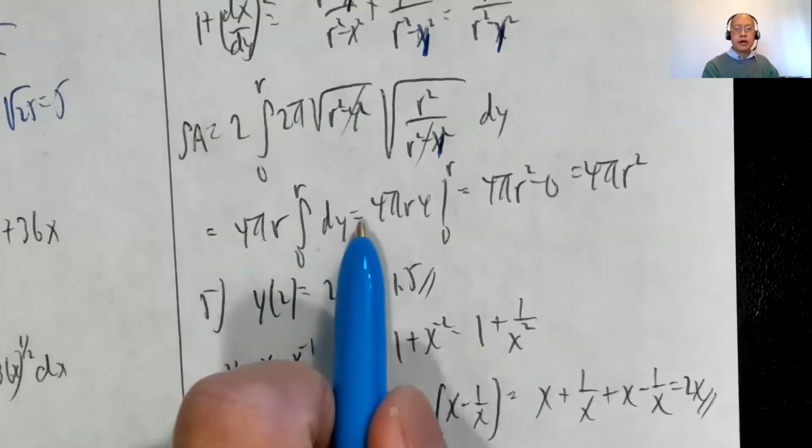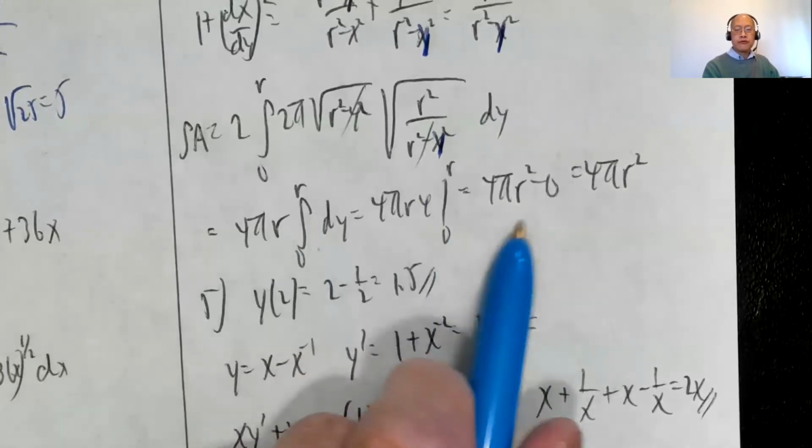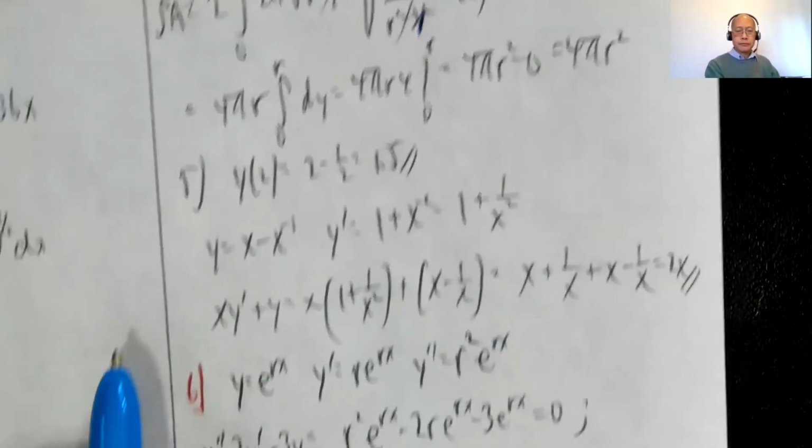Integral of 1 dy is y. So 4 pi r y from 0 to r. Plug in 0, you get 0. Plug in r, you have 4 pi r squared. And that is the formula for the surface area of a sphere.